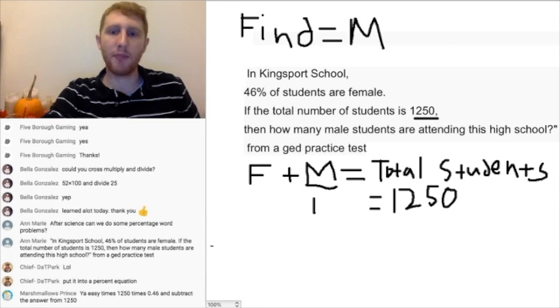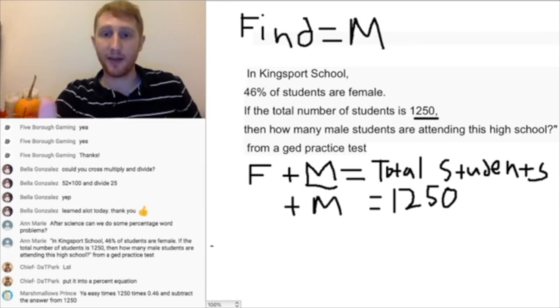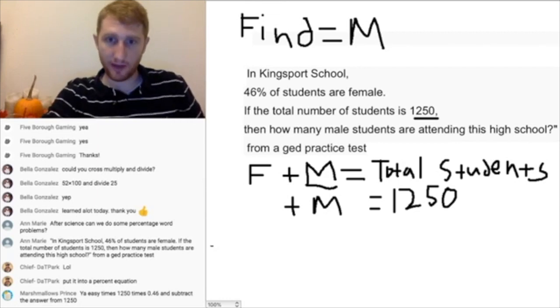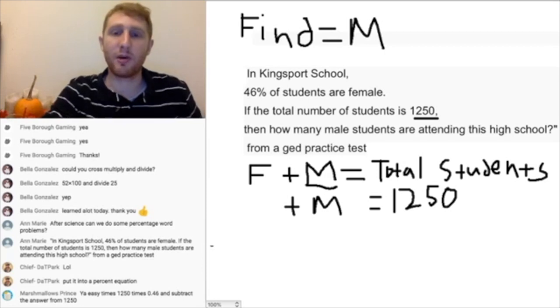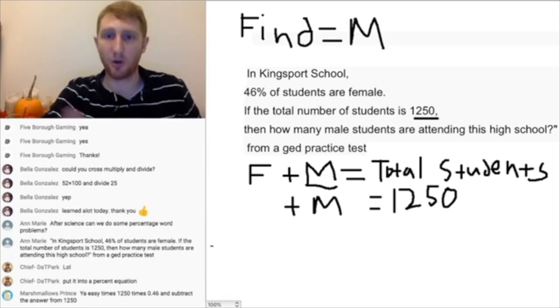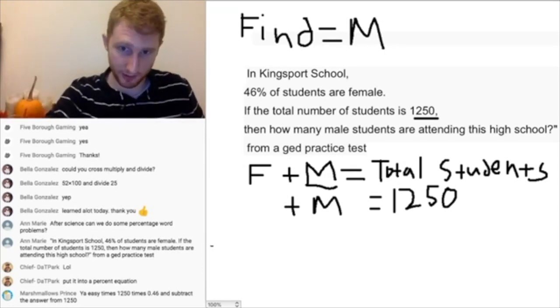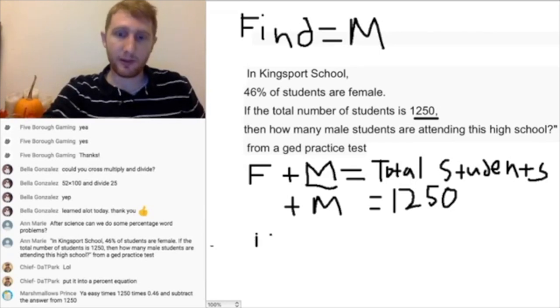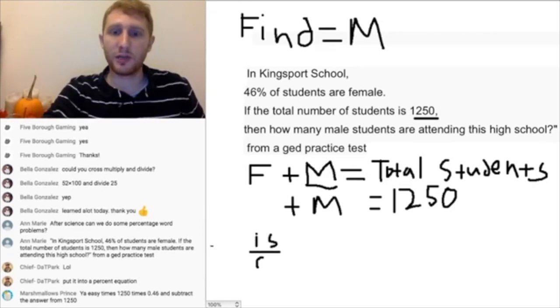So we don't know M, that's what we want to find. And we don't know F, the female, but we can find that here. So we've got 46% of the students are female, and the total number of students is 1,250. So we want to find the number of students that are female. If you remember, that formula here is over of.